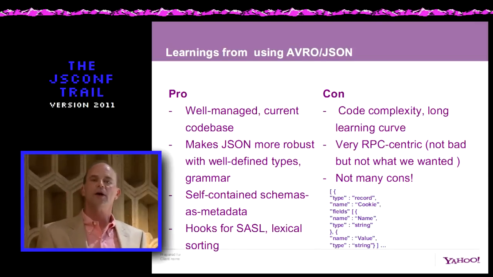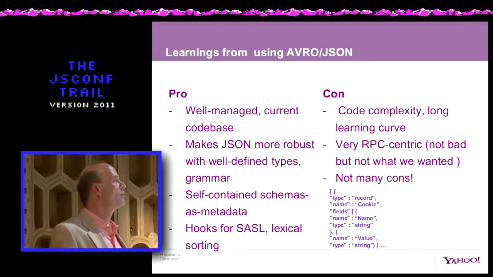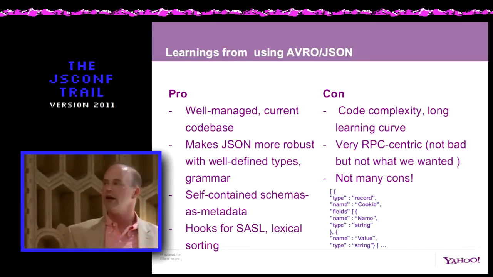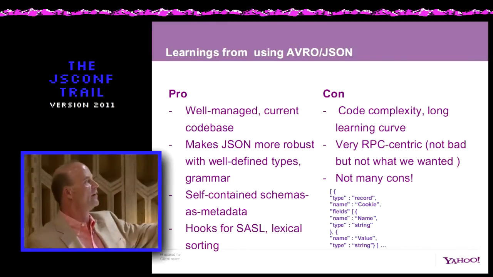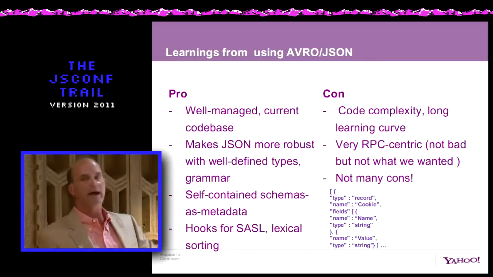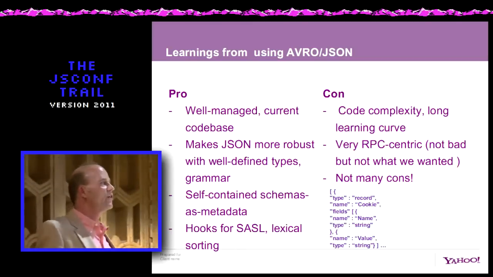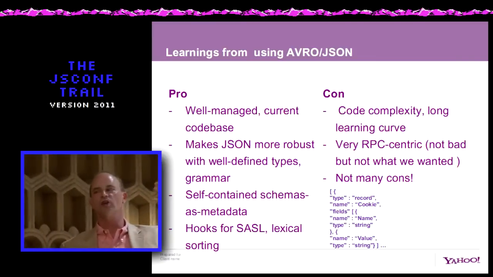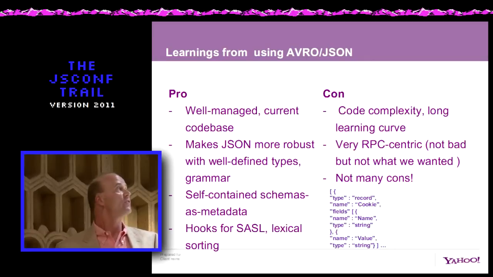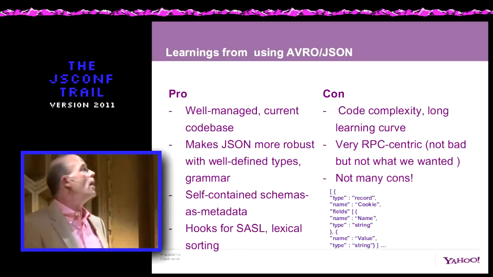Avro makes JSON a lot more robust by extending the type system, enforcing the types with a well-defined grammar, and having self-contained schemas as metadata, which is one of the cooler features. I'm going to save that feature to the end to explain it in a little more detail because we have something that almost resembles an actual bit of code over here. Another thing that Avro has is hooks for encryption, SASL, lexical sorting. Oh my God, we can sort things on the web in JSON. This is absolutely required. There's nothing you can do without sorting. It has to be there. One of the best features was really the ability to do the lexical sorting.